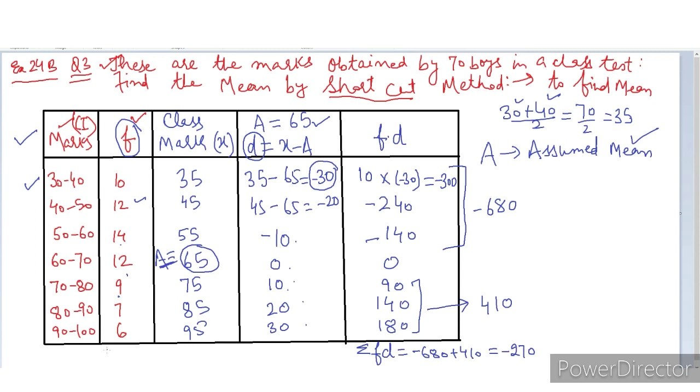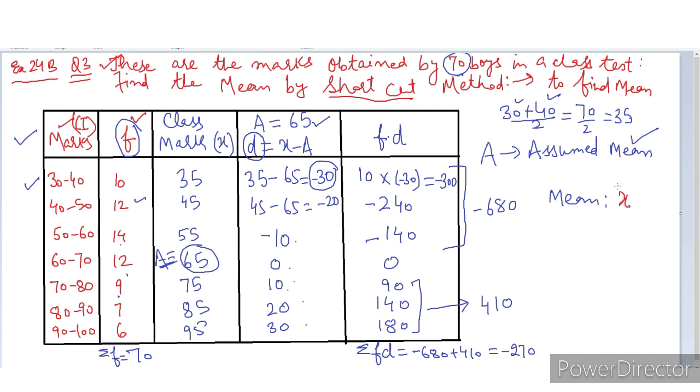Exactly the same way we are going to write here summation f as we did in the direct method, because these are the marks obtained by our 70 students. So surely the sum of frequency would be 70 only. Right students, now that this calculation part is over, we are going to find the formula for our mean.